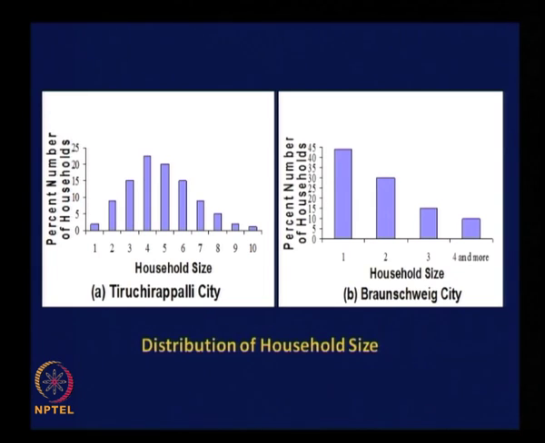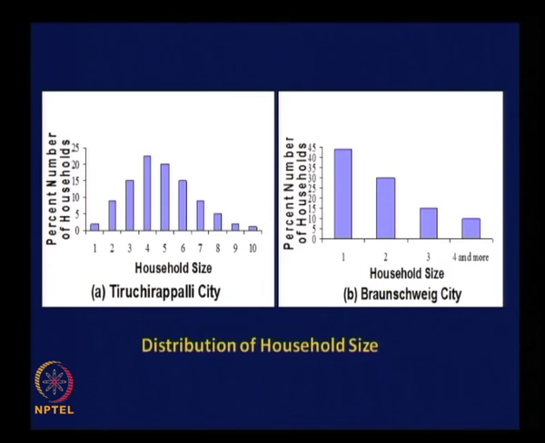1 person households nearly 45%, 2 person households around 30%, 3 person households only around 15%, 4 and more around 10%. Look at the distributions, a distinctly different distribution, maybe a negative exponential kind of distribution in that particular city. This distribution is reflective of the household size distribution in most cities in Europe, probably in America and Canada too.